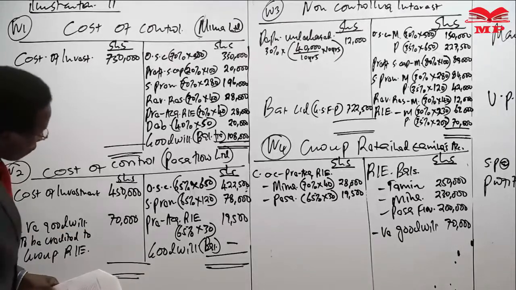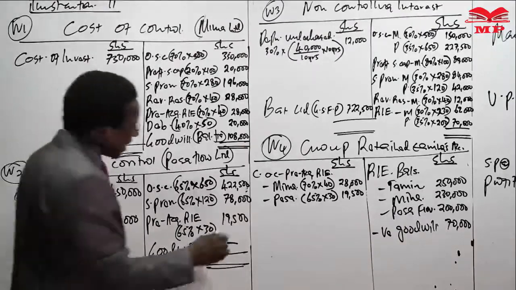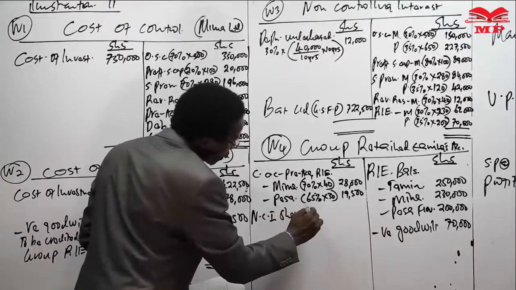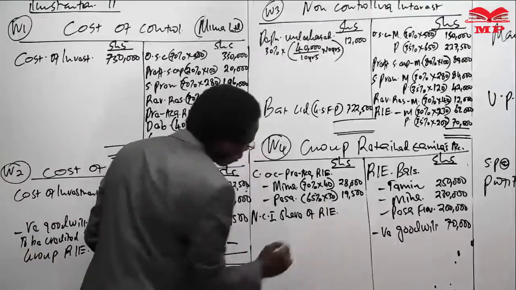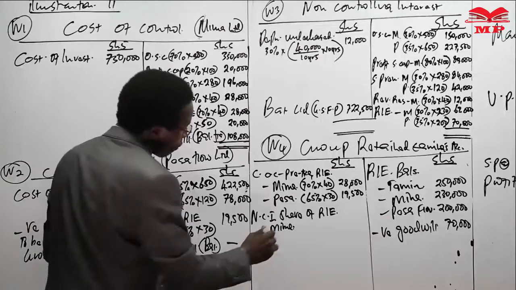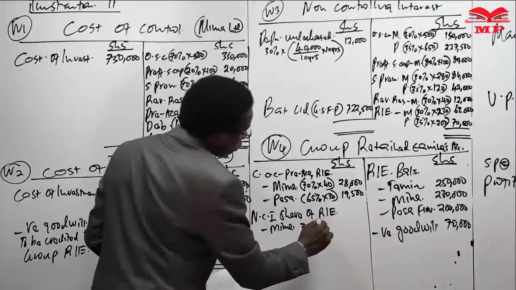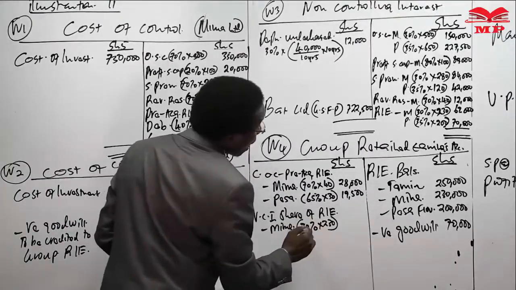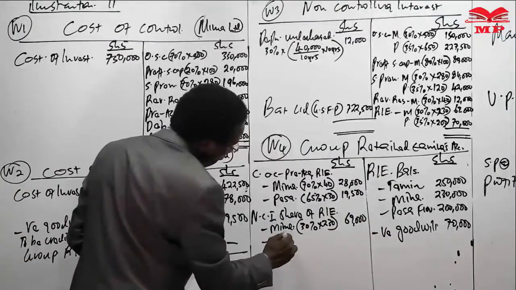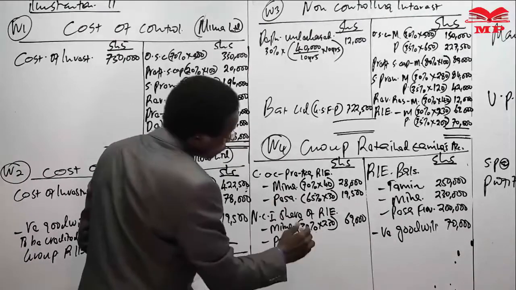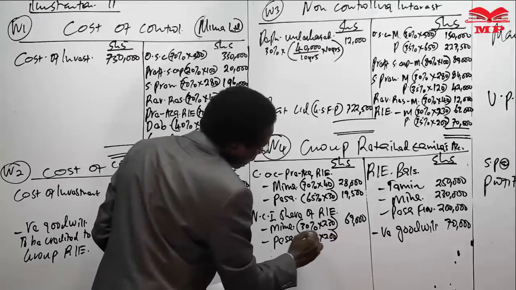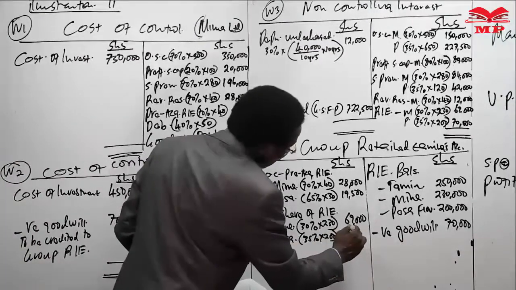Then we also have an item, the NCI share of retained earnings. In MIMA, we have already taken 30% of the 230, which we have there as 69,000. Then for PESA Flow Limited, we have taken 35% of the 200, and that gives a figure of 70,000.